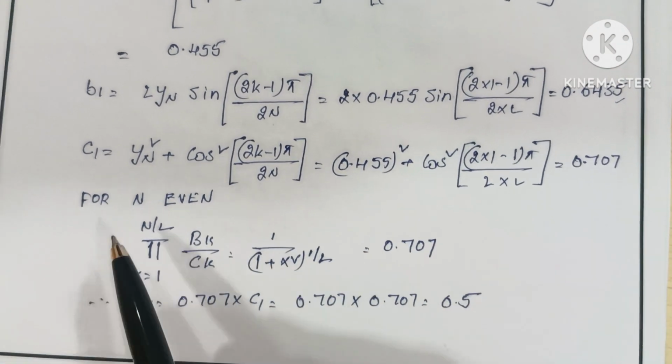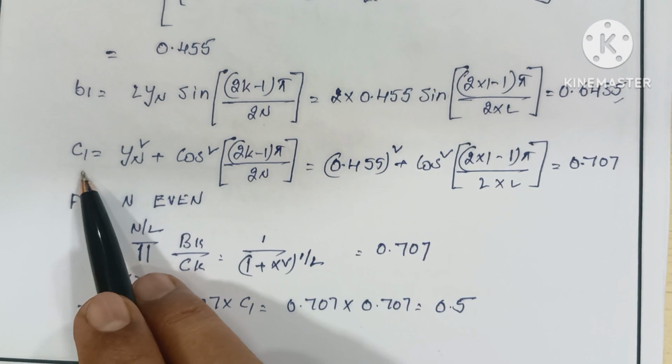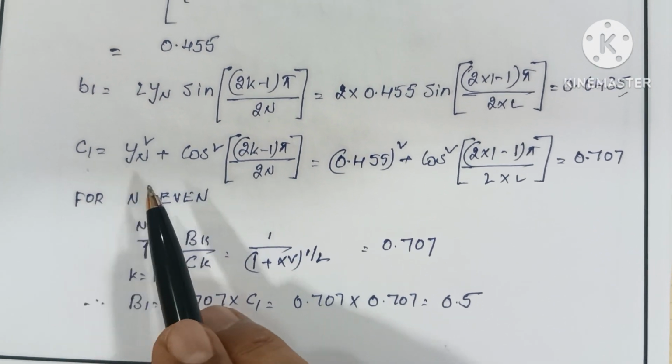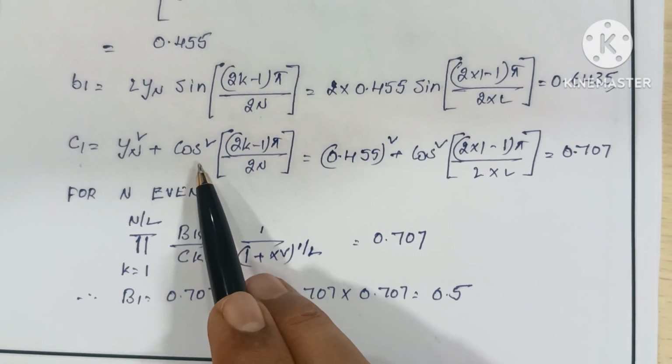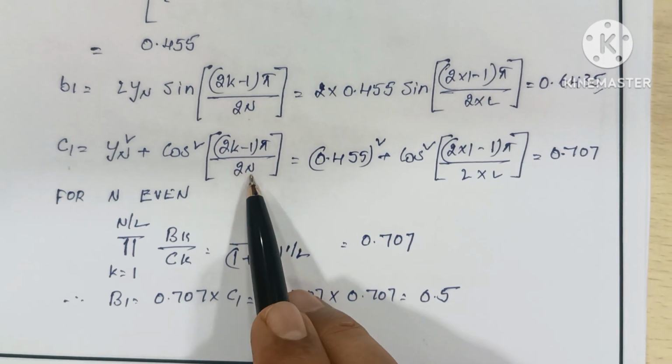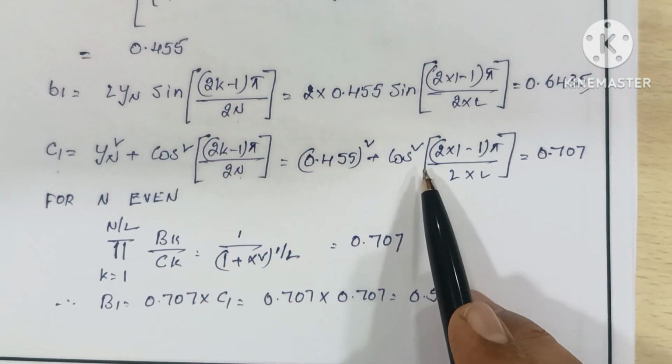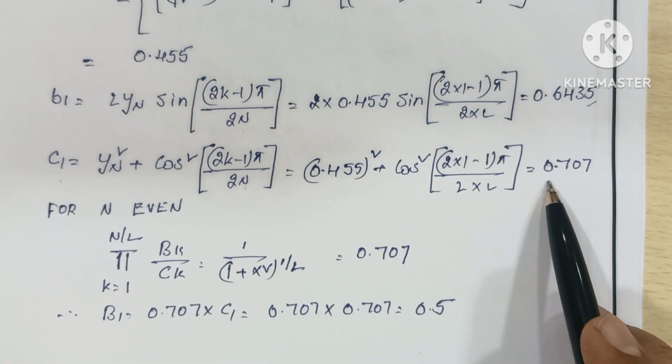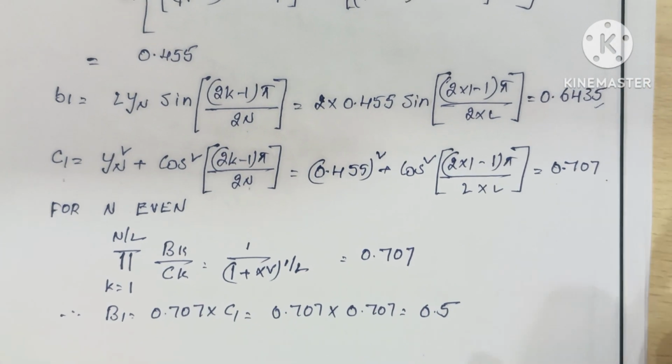And another coefficient ck, I mean here the value of k equal to 1, c1 equal to yn square plus cos square of (2k minus 1) into pi by 2n. Substituting all the values, here we got 0.707.